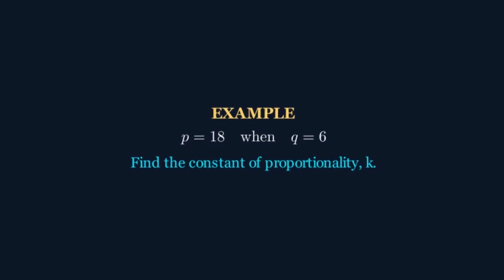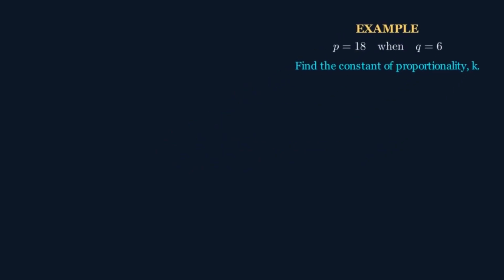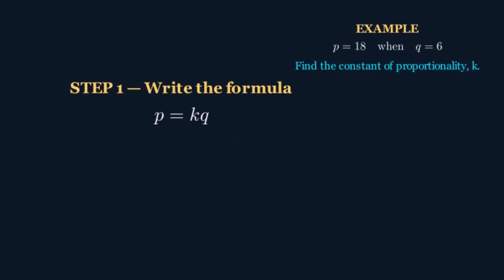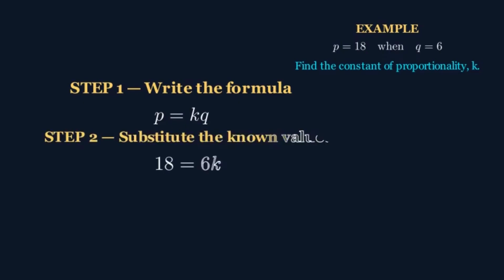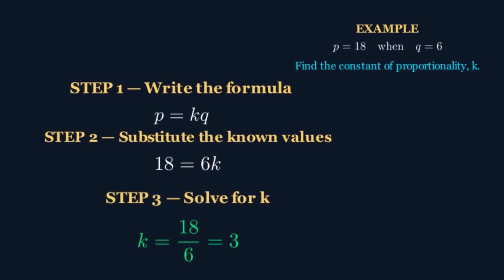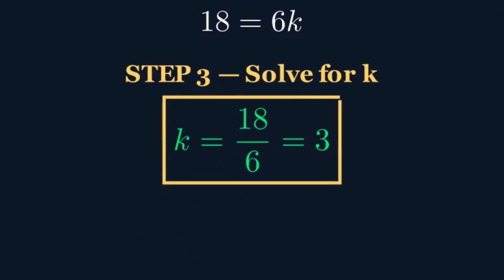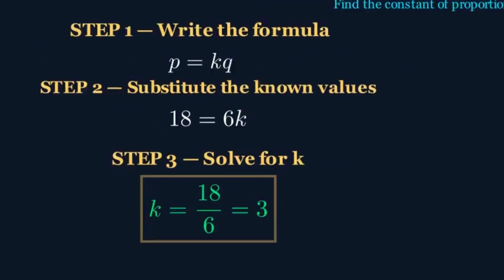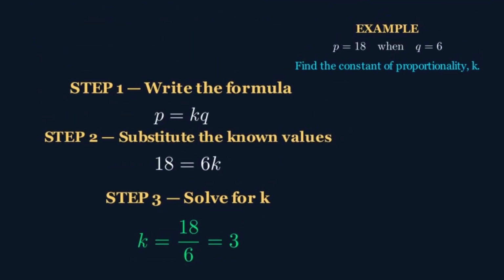Step 1. Write the formula. P equals KQ. Step 2. Substitute the known values. Since P is 18 and Q is 6, we get 18 equals 6k. Step 3. Solve for k. Divide both sides by 6. So k equals 18 divided by 6. Therefore, k equals 3. Now we know the constant of proportionality.